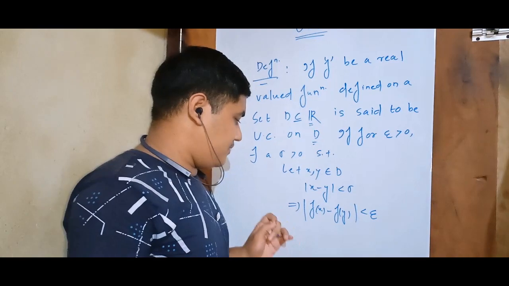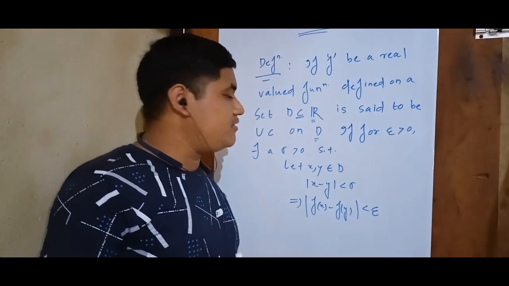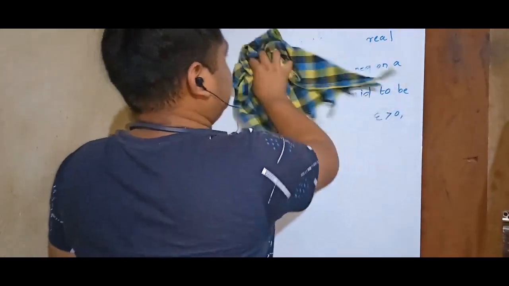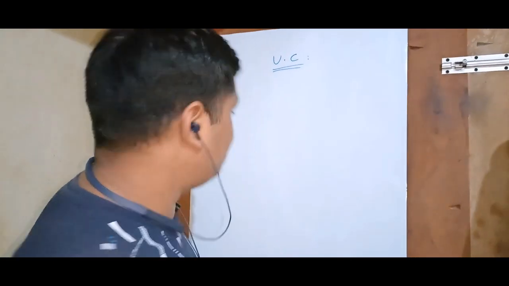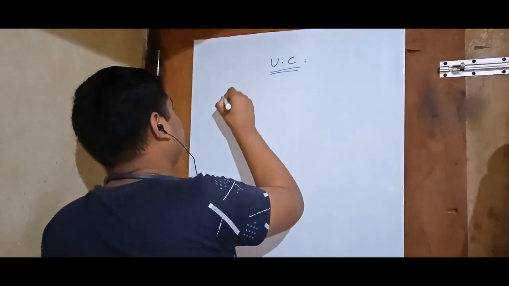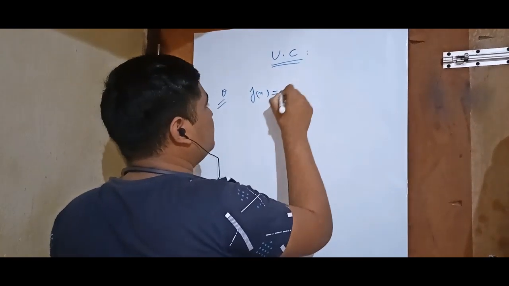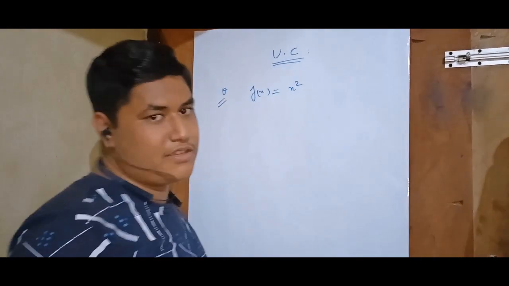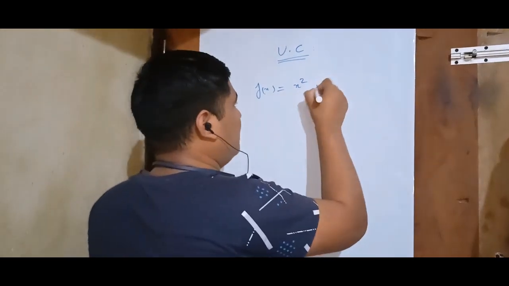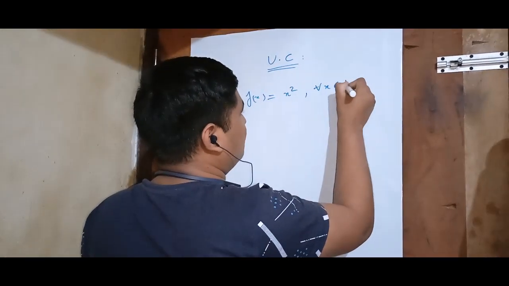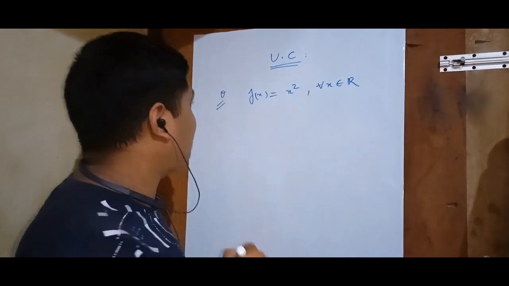For understanding, we will take 2 examples. So let us see some examples. In many exams, a common question is there: f of x equals x square, and the domain is given here as the real numbers.